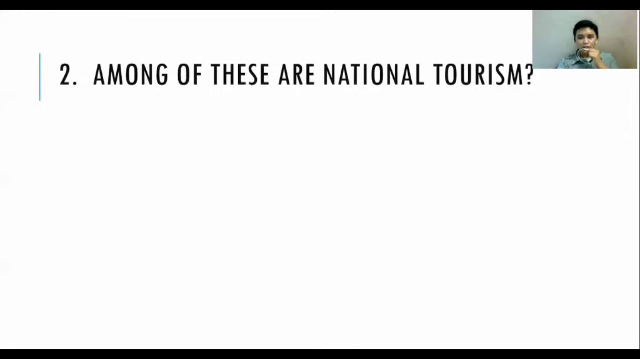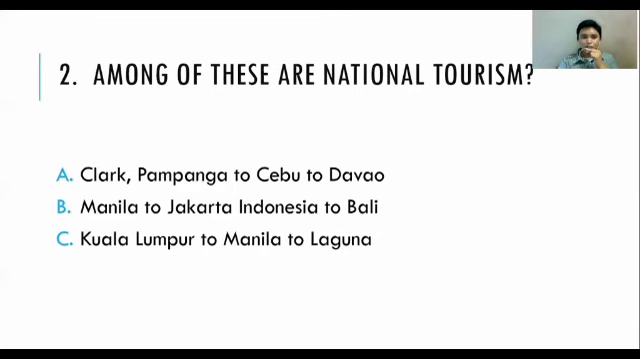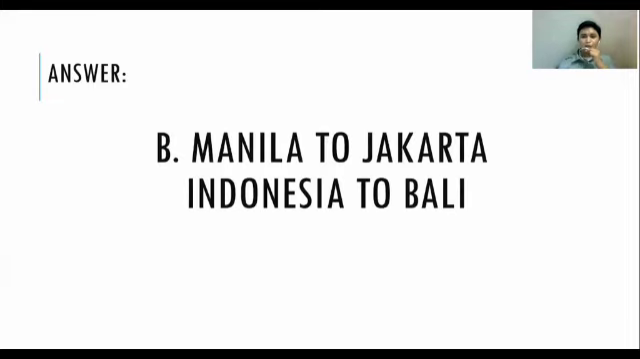Which of these is national tourism? A. Clark, Pampanga to Cebu to Davao. B. Manila to Jakarta, Indonesia to Bali. C. Kuala Lumpur to Manila to Laguna. D. Pasay, Samar to Tacloban, Leyte. So what's the answer? Please comment below. The answer: Manila to Jakarta, Indonesia to Bali. Actually, Bali is located in Indonesia, and its main airport is Denpasar.